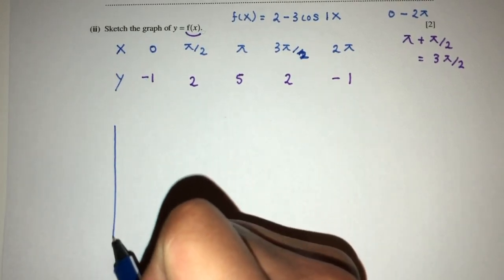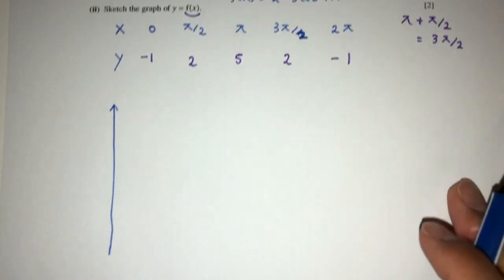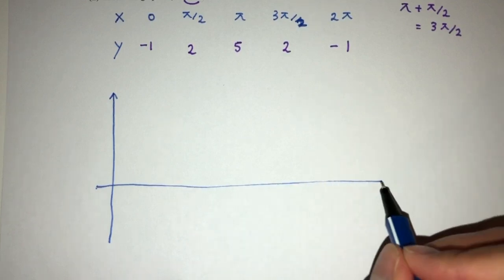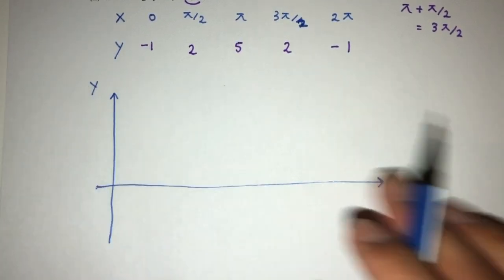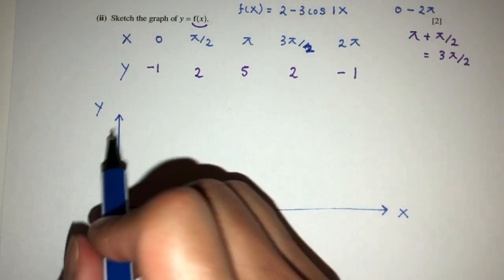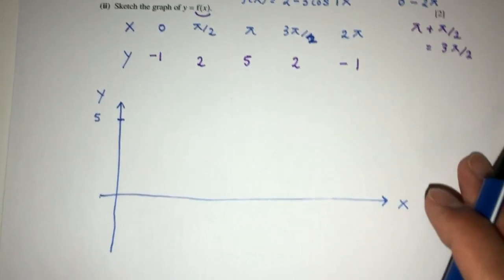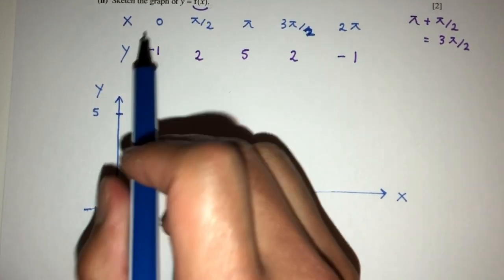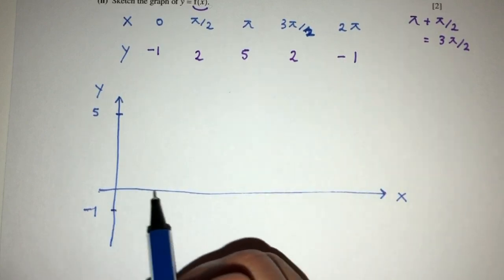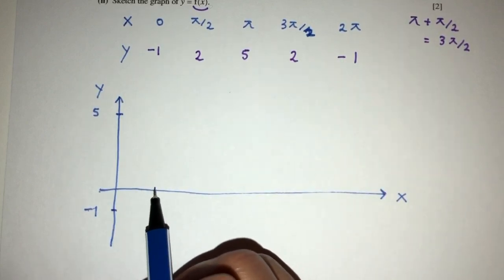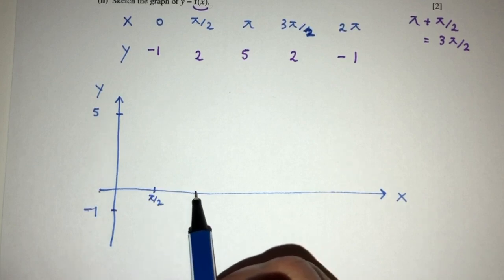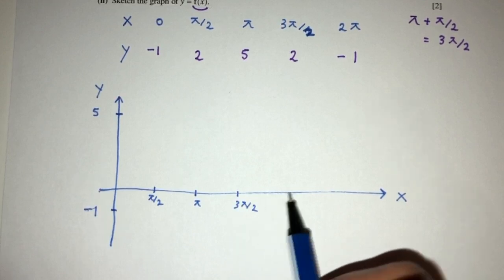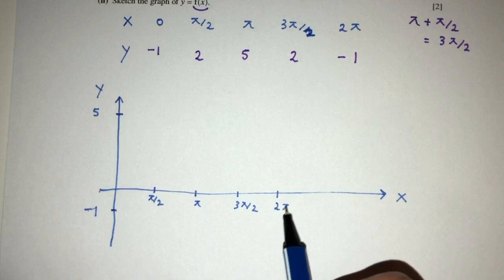So first thing first, let's draw your y-axis. You have to use a ruler, of course. Don't freehand this. And then you have to draw your x-axis. For y, the max value is 5, so let's put 5 here, for example, and the minimum value is just -1, let's say it's right here. Now let's write down those values on your x-axis. This is 0. Here we have pi by 2, here we have pi, here we have 3 pi by 2, and finally we have 2 pi.